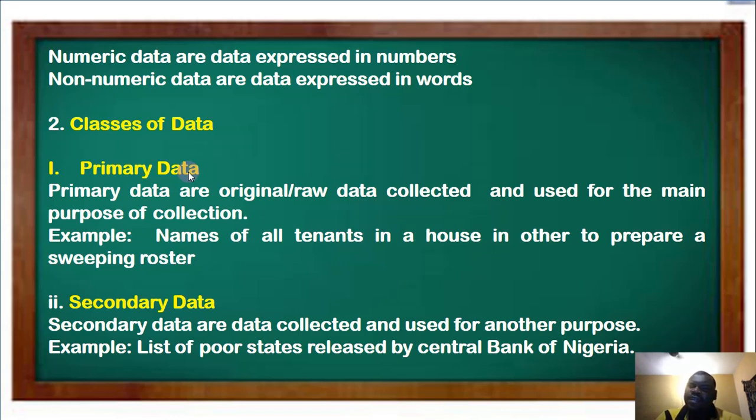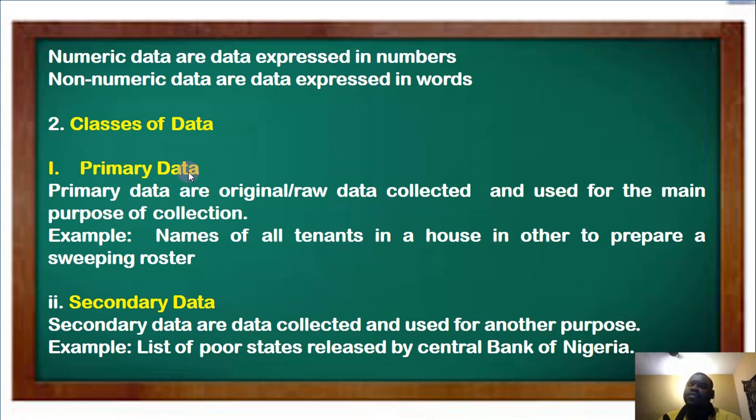Secondary data are data collected and used for another purpose. Example: list of poor states in Nigeria released by Central Bank of Nigeria. So this is an example of secondary data.